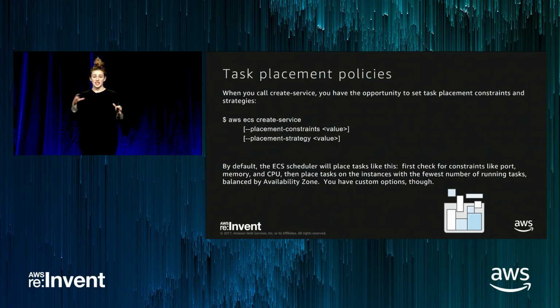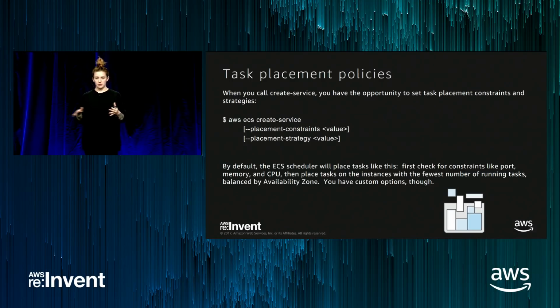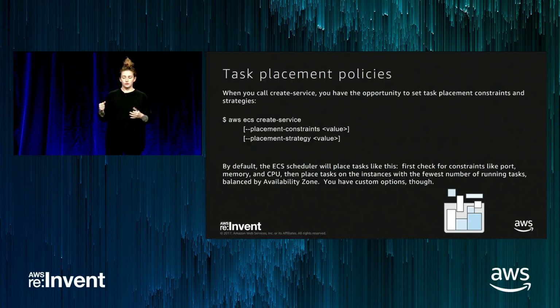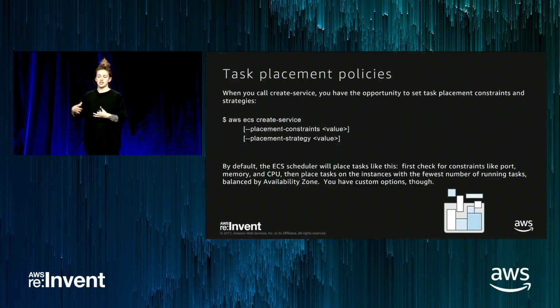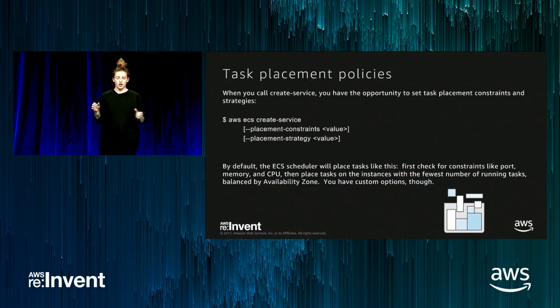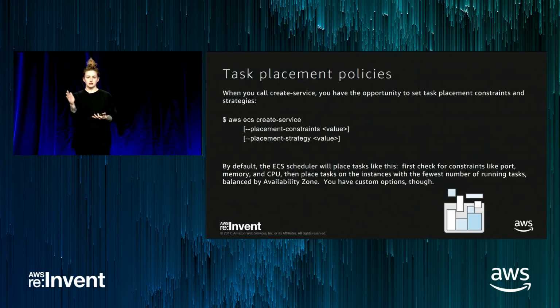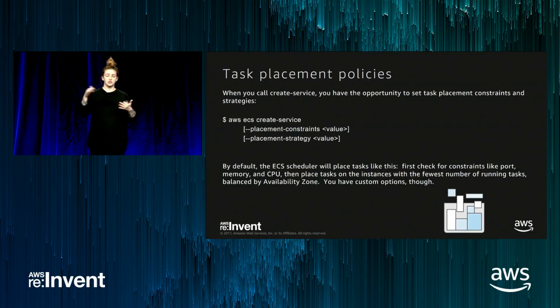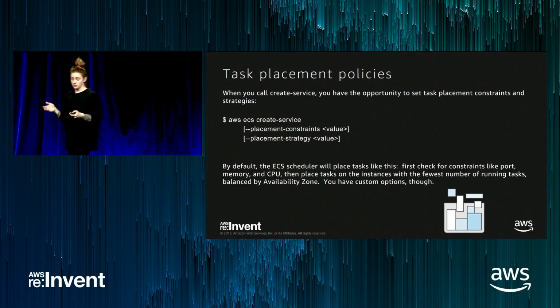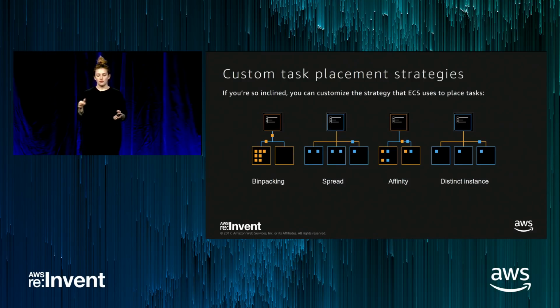So if you do not choose anything, you do not have to do this. You do not have to make a custom policy. You do not have to do strategies. You don't have to do constraints. You can do nothing. And what ECS will do is it will first check for hard constraints. Then it will place your tasks on the instances that had the fewest number of running tasks balanced across availability zones. So if I have a couple instances running, one has 10 tasks, one has 2, and they're both in different availability zones, if they both meet the hard constraints, ECS will place it on the one with the fewest number of tasks. So that's the default behavior. You can write custom ones.